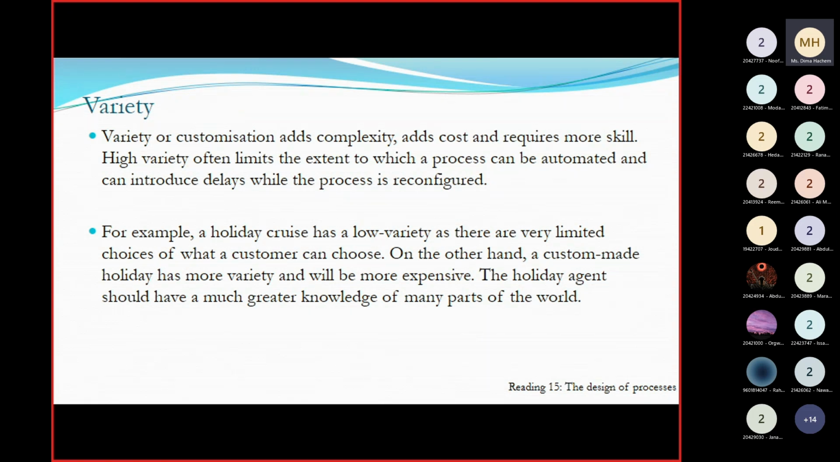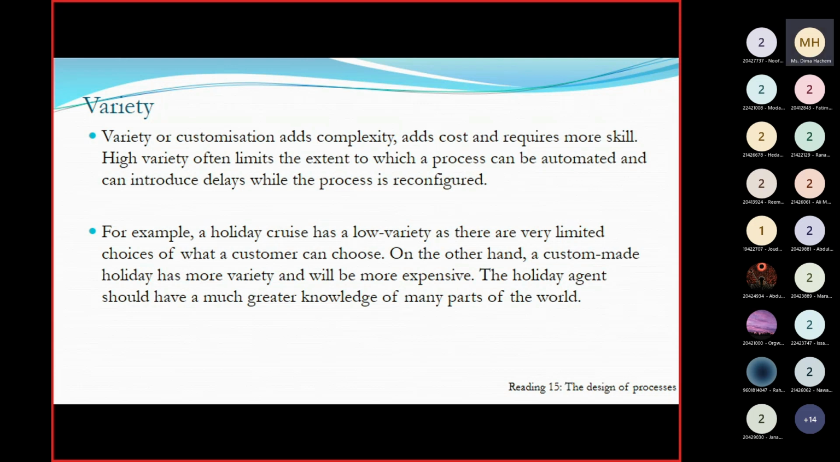Your operation, your process will become more complex if you have different types of products to produce. So if you are selling chicken and pizza and pasta, if you are selling many things at once, you need more machines, you need more employees, it's more complex. But if you stick to chicken, for example, you only sell chicken meals or chicken sandwiches, this is not a high variety. This is a low variety.